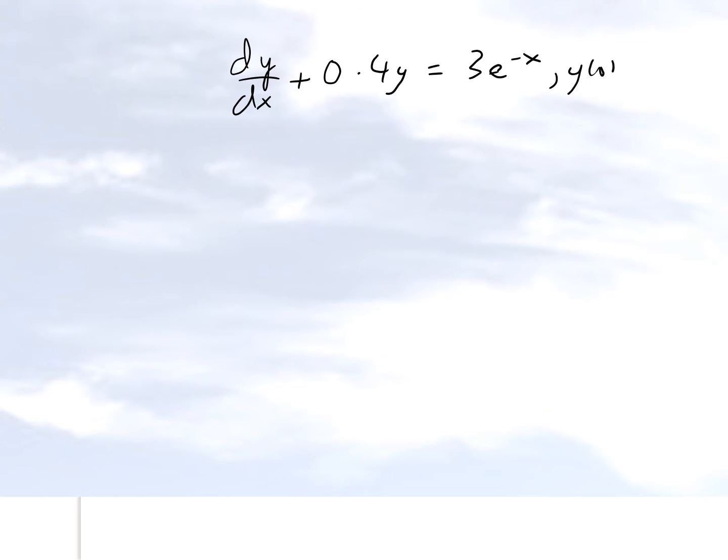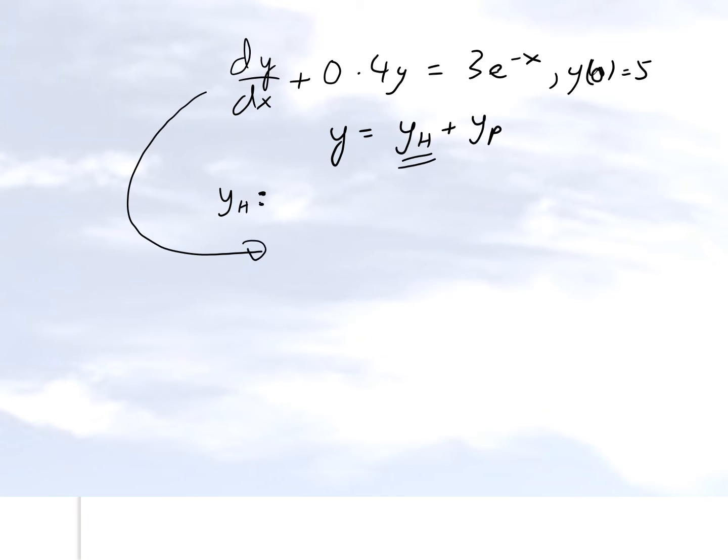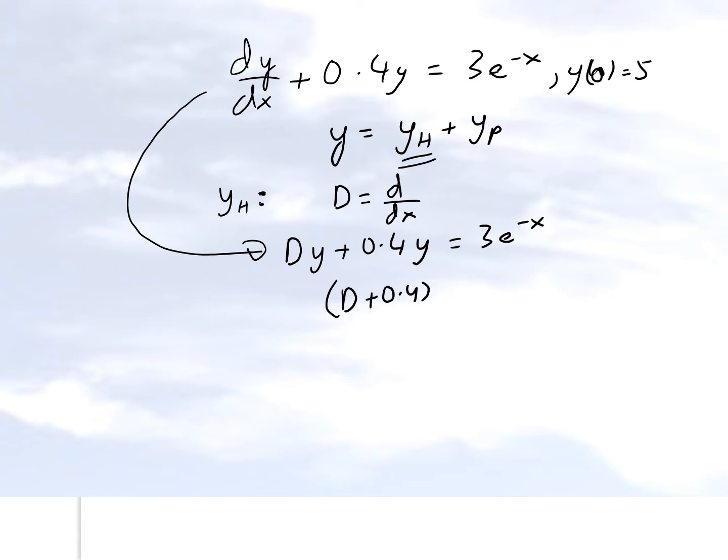So let's see how we can solve this particular problem. The solution will be the homogeneous part plus the particular part. So let's concentrate on the homogeneous part. In order to find the homogeneous part of the solution, let's define our differential operator to be d by dx like this. Then this differential equation can be written like this, and we get D plus 0.4 being operated on y.